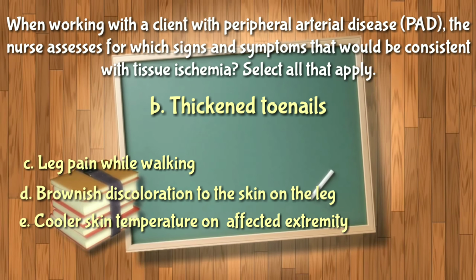Now look at letter D. Oh no! If you included letter D, you are actually wrong. Because brownish discoloration to the skin of the leg would be consistent with venous disease and not arterial disease. Because the one that is consistent with arterial disease is pale color skin and not brownish discoloration. So letter D is not included.